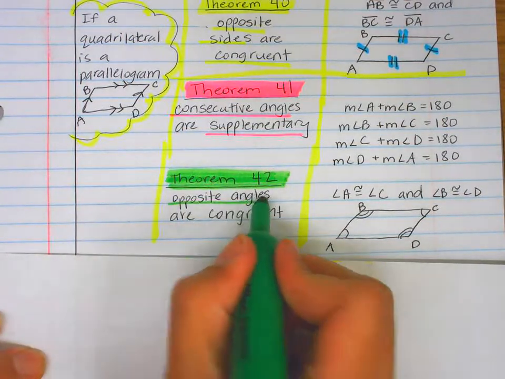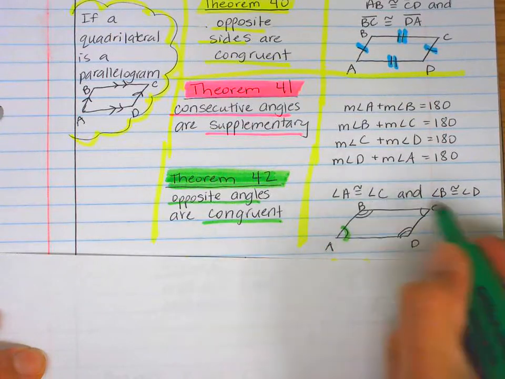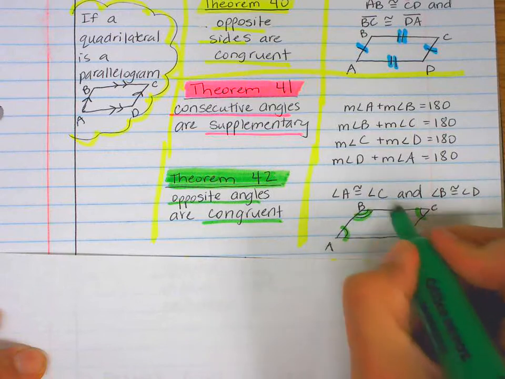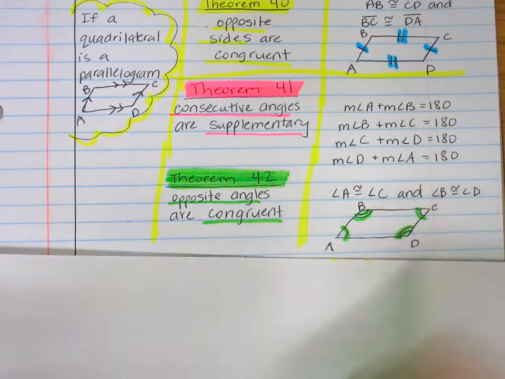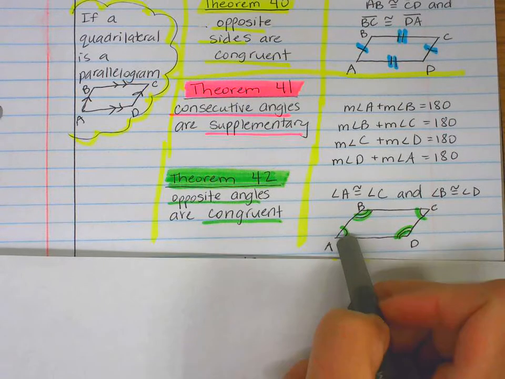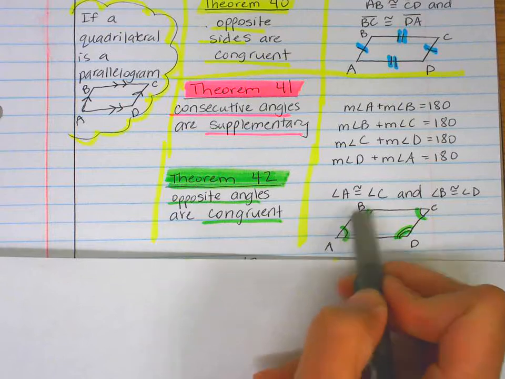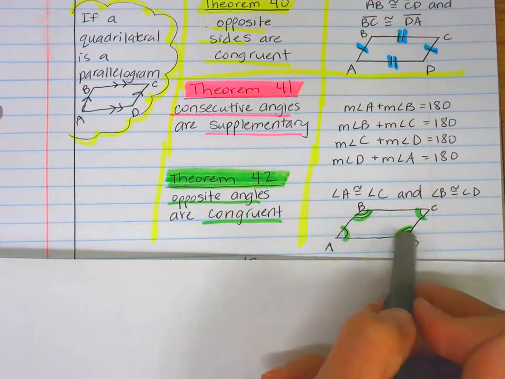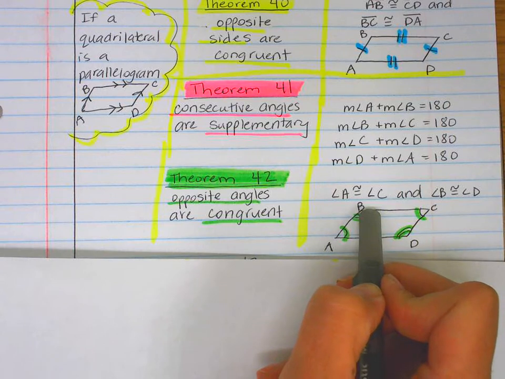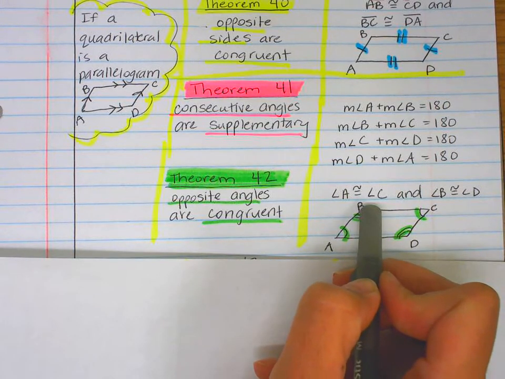Opposite are the ones across from each other. So angle A is congruent to angle C, and angle B is congruent to angle D, with 2 arcs for that one. Okay, so let's just say, for example, maybe measure of angle A is 80. Well, then C is also 80 because they're opposite. And then A and B are supplementary, and so are A and D. So if A is 80, B has to be 100 because 180 minus 80 equals 100.